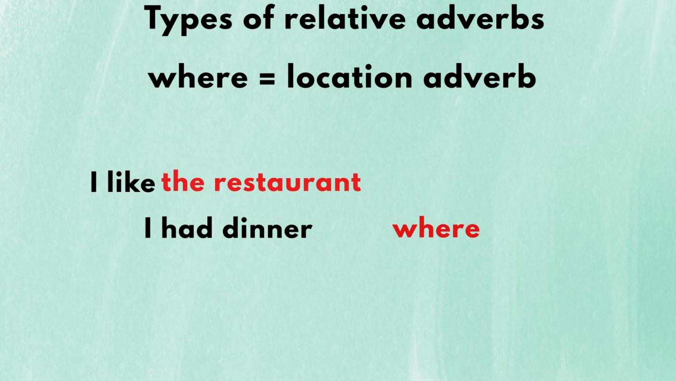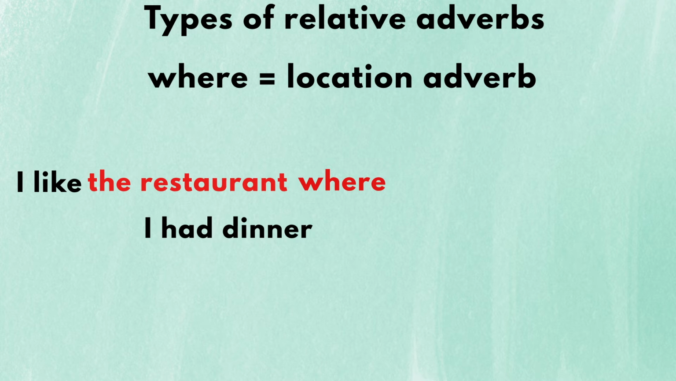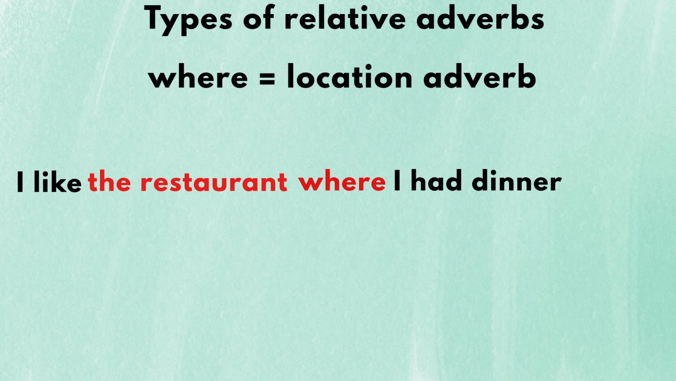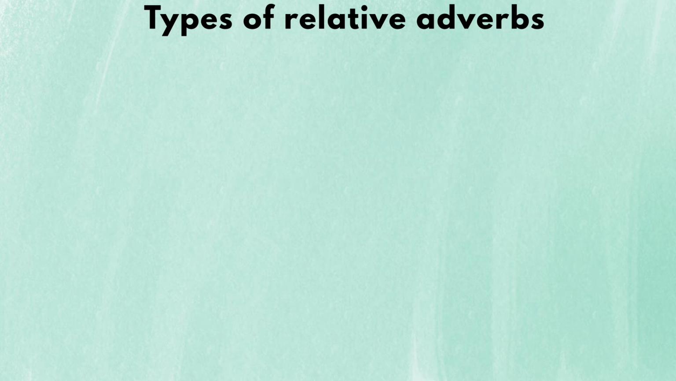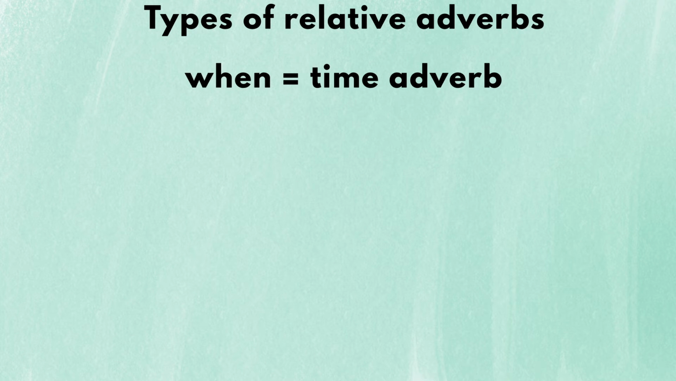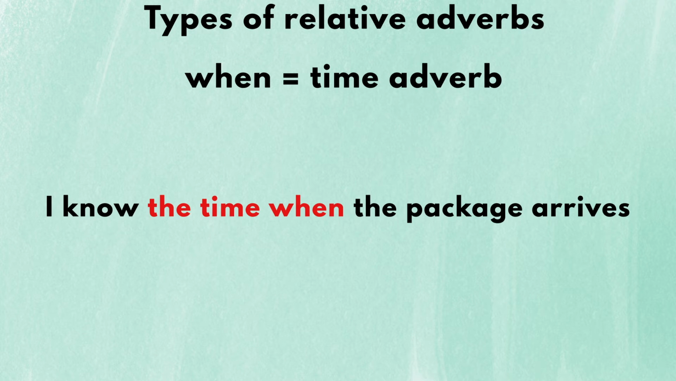Secondly, put the word "where" right after the common information in the first sentence. Lastly, put the rest of the second sentence right after the relative adverb "where" and you're done. Moving on, you use "when" for nouns in time-related adverbs as in "I know the time when the package arrives."